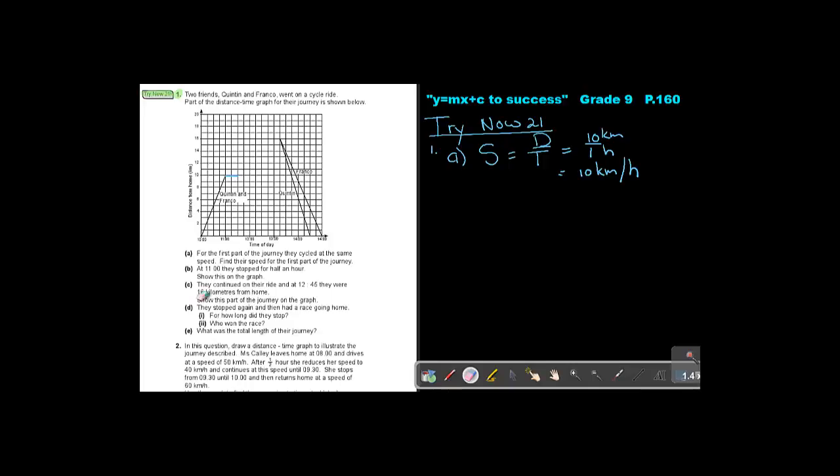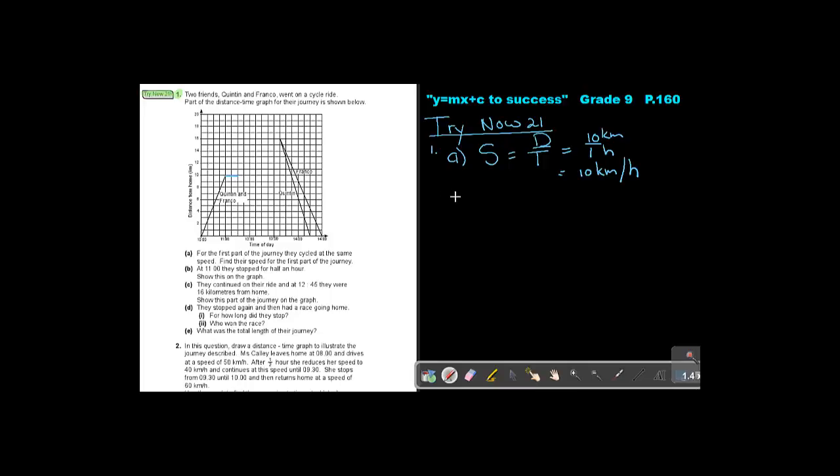Okay. Now let's go on. They continue on their ride, and at 12:45 they were 16 kilometers from home. Okay. So what are they going to do at 12:45? Let's just find 12:45. So 12:15, 12:30, 12:45 will be here. And they are 16 kilometers from home. So if we go, let's just do that one. I just want to show you.